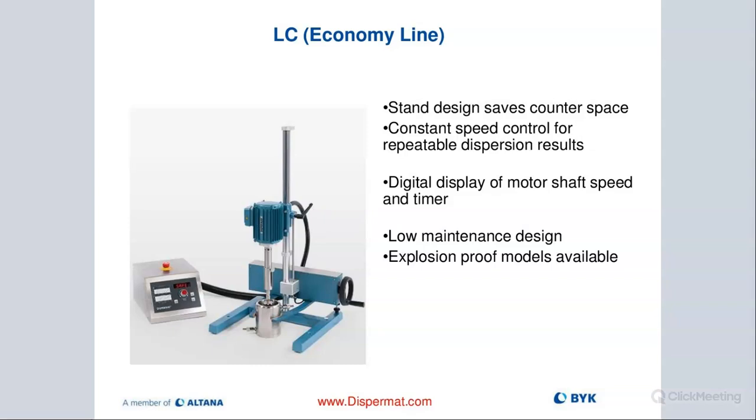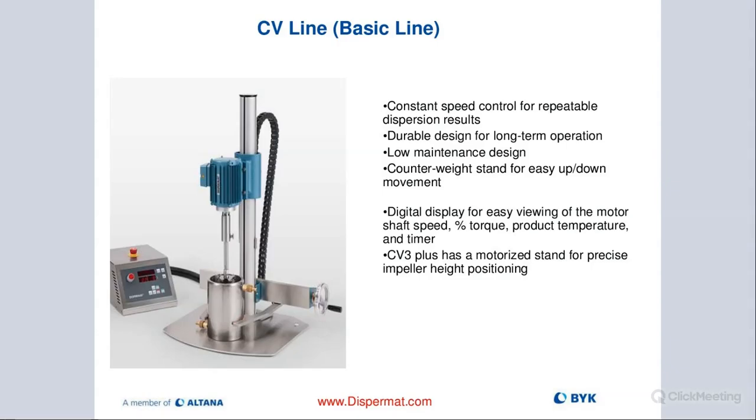Now, the problem I see with this design, and I'm very open about it, is that you cannot really oscillate. So it makes it very difficult. Also, if you're not very strong, then this is not ideal. You have to do this manually. So I much prefer the CV line, which actually has an automatic up and down button, so it makes it very easy for the operator.